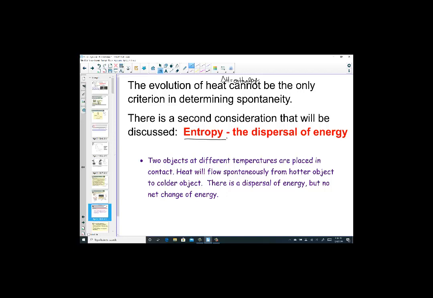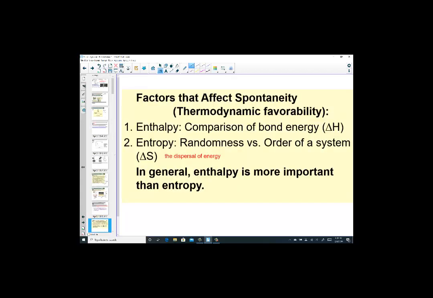Entropy is defined as the dispersal of energy. Very important. Here's a spontaneous process. Two objects at different temperatures are placed in contact. Heat flows spontaneously from the hotter object to the colder object. Why? It's not a chemical change. There's no chemical driving force, but there is a spontaneous process occurring, and that's entropy. The dispersal of energy from the hotter object to the colder object until an equilibrium is achieved. There's no net change of energy, but there is a dispersal of energy.